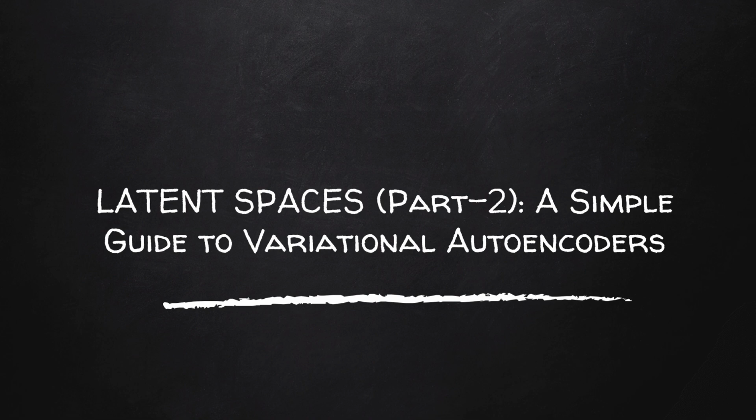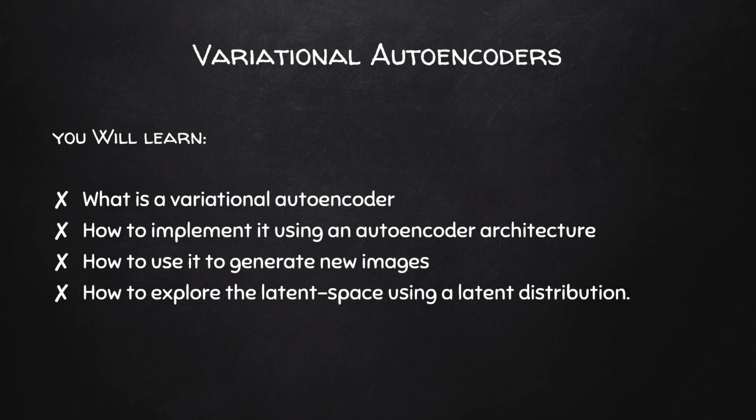Latent Spaces Part 2, a simple guide to variational autoencoders. In the previous tutorial, we learned about latent spaces, autoencoders, and their implementation in TensorFlow. In this tutorial, we shall extend the concept of autoencoders and look at one of the special cases of autoencoders called variational autoencoders. More specifically, you will learn what a variational autoencoder is, how to implement it using an autoencoder architecture, how to use it to generate new images, and how to explore the latent space using a latent distribution.